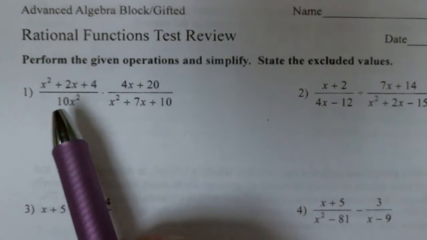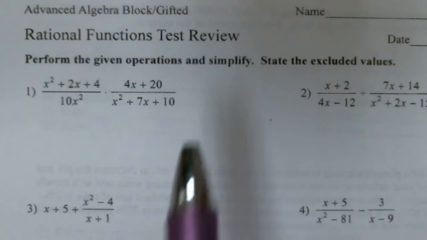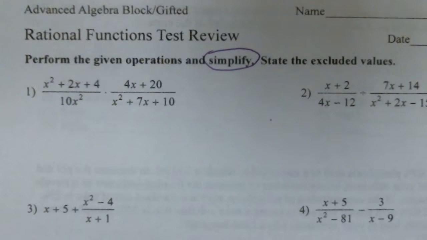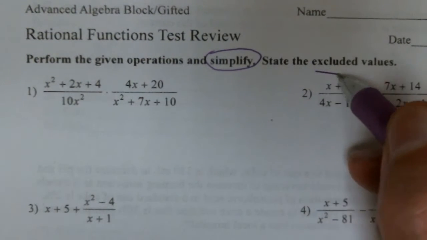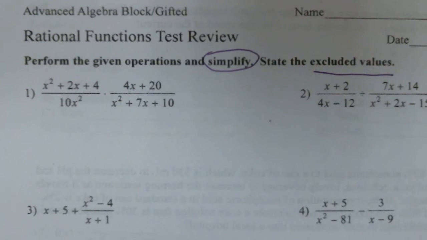In this first one, the first four, they want us to perform the given operations and simplify. Notice in these four problems, there is no equal sign. I'm not trying to solve anything. I'm just trying to simplify my expression down into a smaller, condensed, simpler form. They also want us to state the excluded values. Remember, those are the values that will give us a 0 in the denominator, which we can't have because we can't divide by 0; that is undefined.